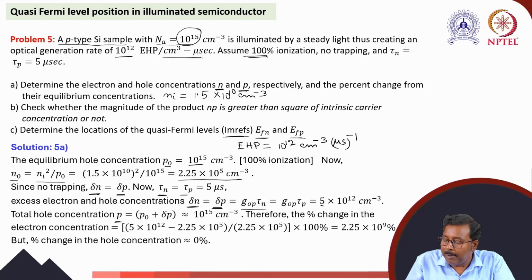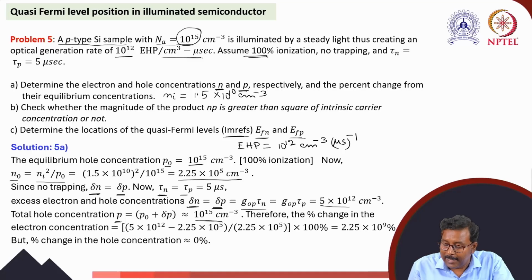So if you add 5 × 10^12 to 10^15, there is no significant change in the 10^15 value. That means there will be no significant change in the carrier concentration of holes in a p-type silicon semiconductor when it is illuminated. The percentage change in the hole concentration will be negligible.